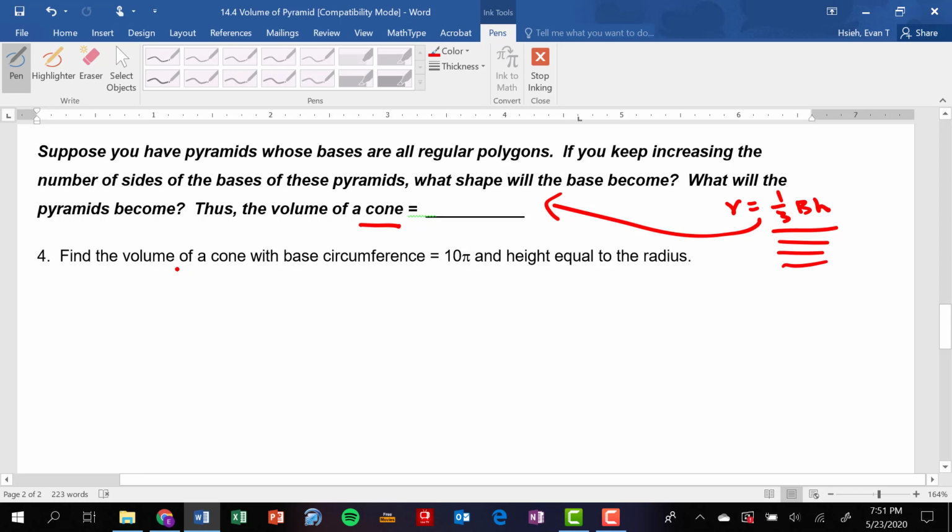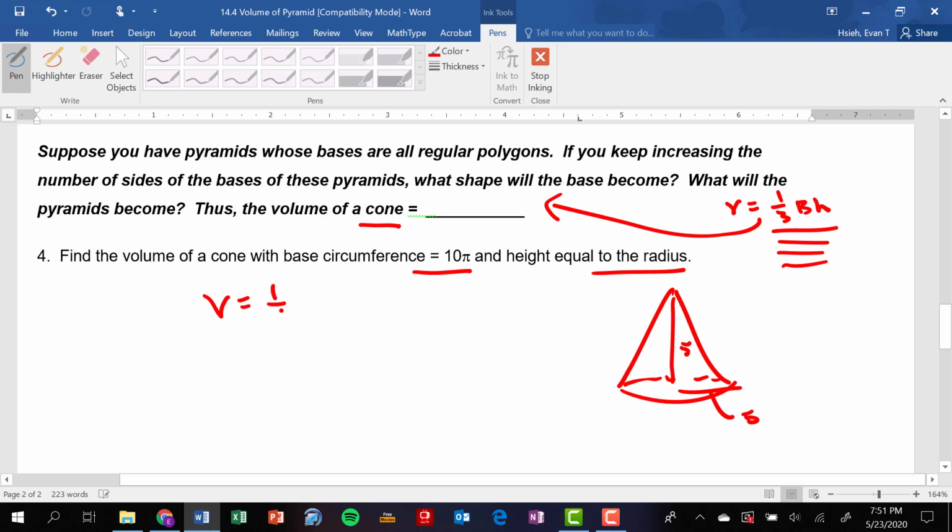So the volume of a cone with a base circumference of 10 pi is going to be, okay, if circumference is 10 pi, we know that the radius is just going to be 5. And it says the height is equal to the radius, so that height is also going to be 5 here. So it's going to be 1/3 the base, which is pi r squared, or pi times 25, times the height, which is 5. And so you get 41 and 2/3 pi.